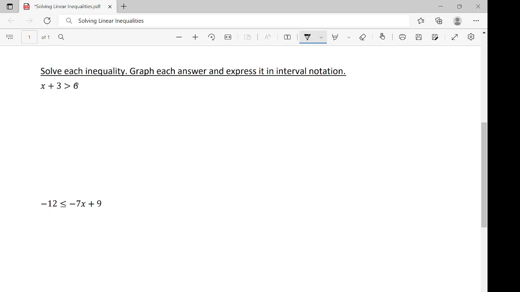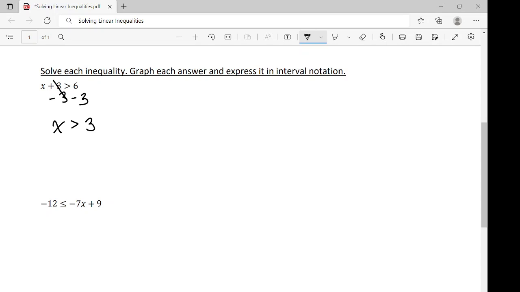So, x plus 3 is greater than 6. What we're going to do is just solve it like we normally do. We're going to subtract 3 from both sides. We're going to cancel out, and we're going to get x is greater than 3. So this is our answer in inequality notation.